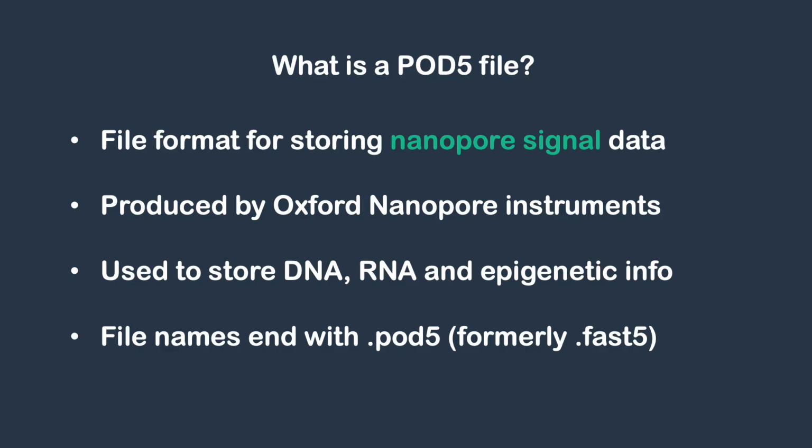So what is a POD5 file? It's a file format for storing nanopore signal data, which are produced by Oxford Nanopore sequencing instruments. These files store information about DNA, RNA, and epigenetic information. And you'll know when you see a POD5 file because they end with a .pod5 file extension, which is an update to the legacy FAST5 file format.